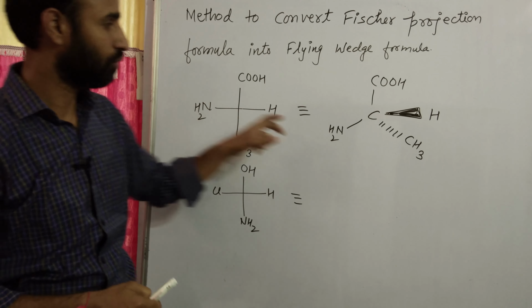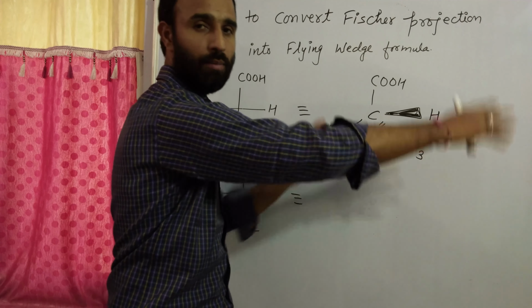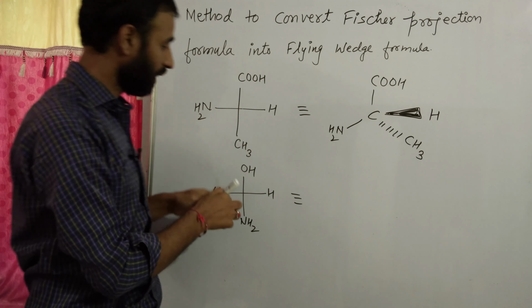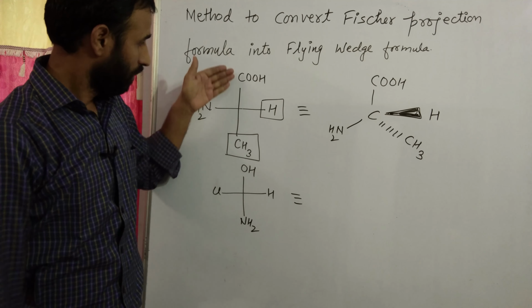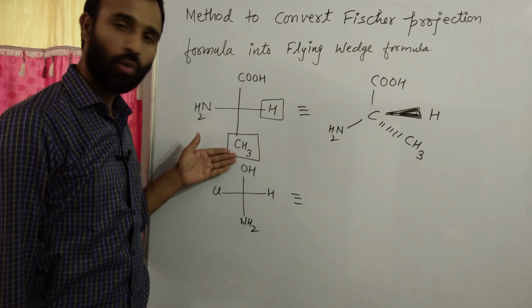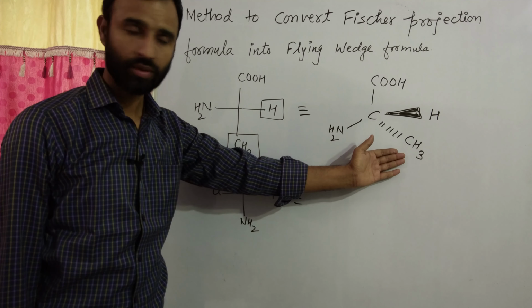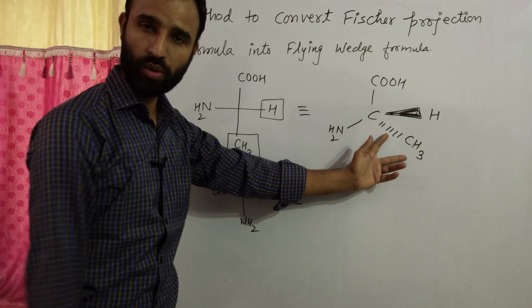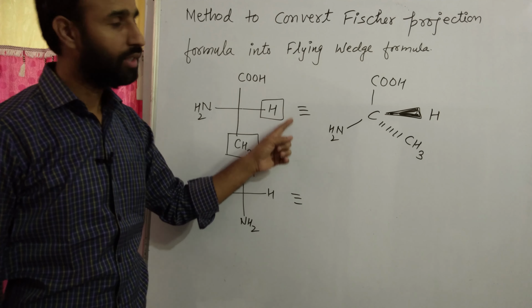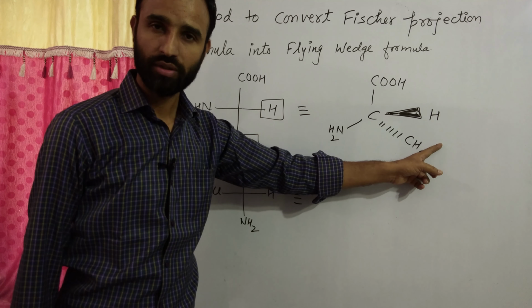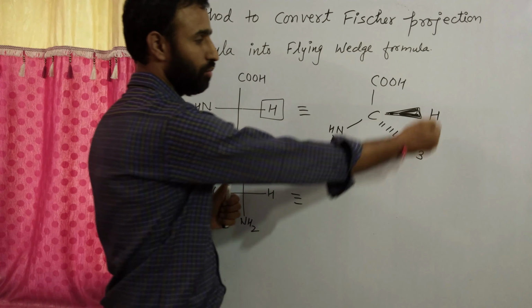CH3, H, COOH, NH2. Sequence is kept intact, but keep in mind only these two groups. On the vertical line, the group at the bottom is represented by a dotted line, meaning it is away from the observer, and the group on the right side of the horizontal line is represented by a solid wedge, and the other two groups by normal lines, and the sequence should be maintained.